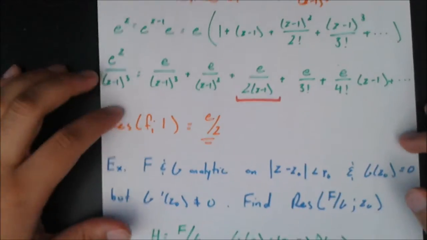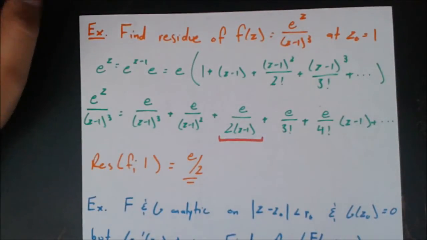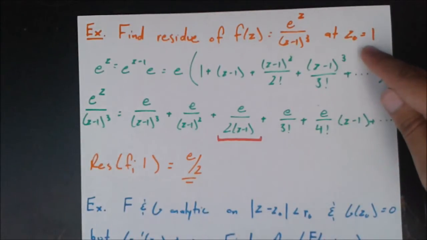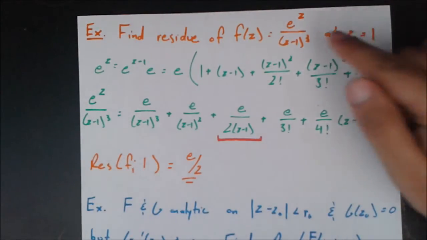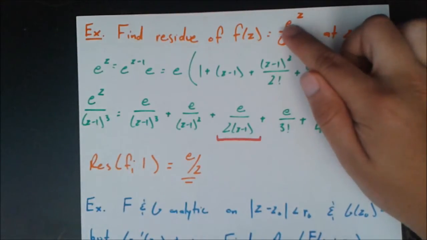And let's just do 2 examples to solidify our knowledge now. So the first example says, find the residue of f of z equals e to the z over z minus 1 to the power of 3 at z naught equals 1. So we see that we want z naught equals 1. We want this centered at 1. This is a little bit of a problem, because this bottom denominator is centered at 1, but we don't have this top part centered at 1.